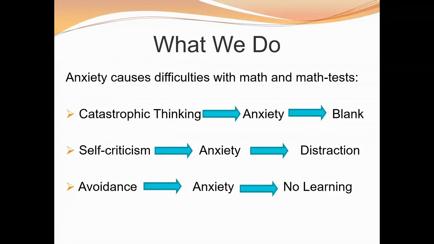So, anxiety itself can have a variety of appearances. The three most common are the ones that lead to blanking, like you just go blank on an exam, or a distracted focus, where you can't really focus on a single topic, or you completely avoid mathematics. And you can see the general trajectories here. Catastrophic thinking leads you to have anxiety, which causes you to blank out. You have that self criticism where you just believe you're bad at math and it causes you to be distracted and not really able to focus, or you just avoid it entirely. And that can lead you to not learning the material because you're not studying it.